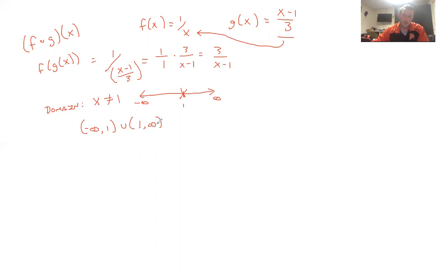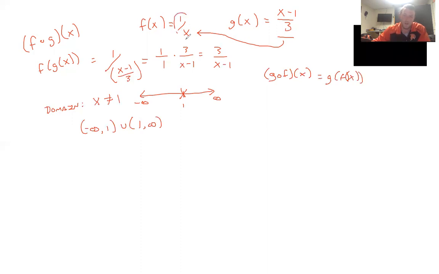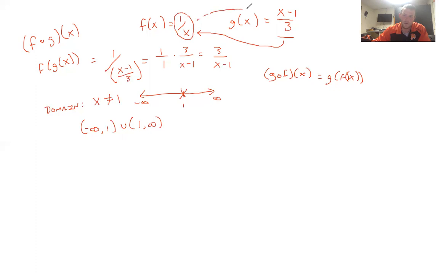Okay. The next one is g of f of x. Okay, so rewrite that as g of f of x. So notice the f goes into the g, so this now goes over there. Okay, so that would equal 1 over x minus 1 over 3. Okay, now how can we simplify that?